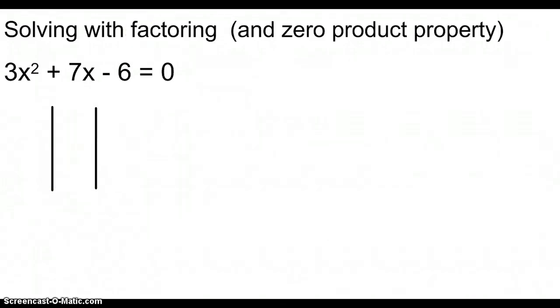So what I'm looking for is the factors of my a value, so factors of 3. Then when I multiply those with the factors of my -6, that combination has to add to give us our 7. This is just me keeping track of my different factors.